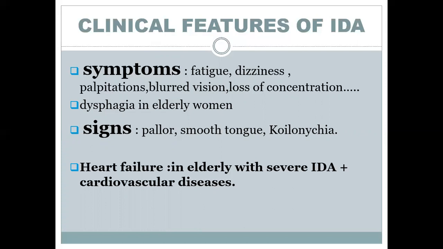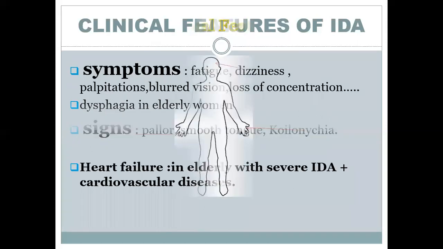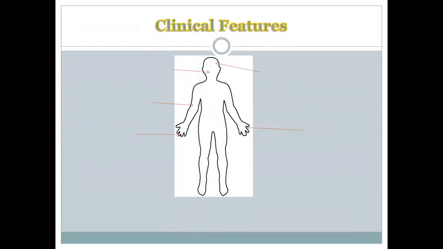And sometimes in old people and in the presence of cardiovascular problems, when they develop iron deficiency anemia, they may go into heart failure. This is a summary of the clinical features: dizziness, fatigue, pallor, flat nails, and smooth tongue.